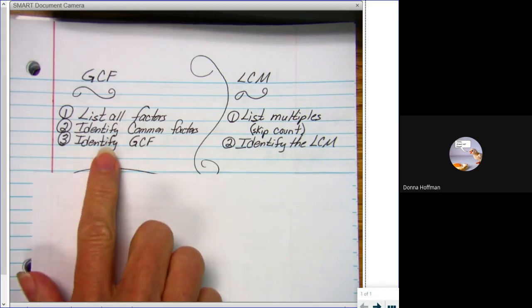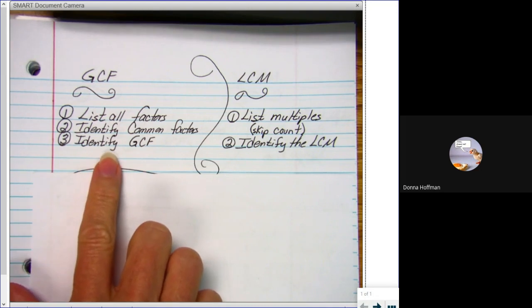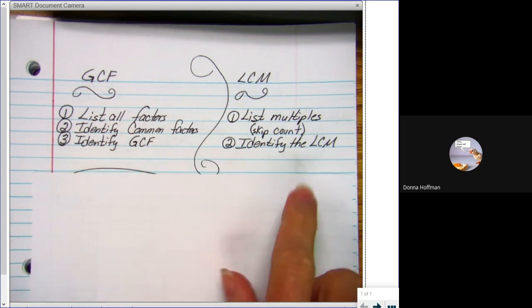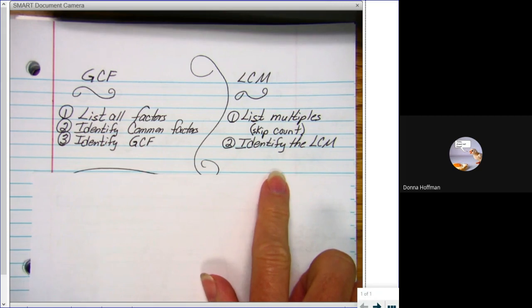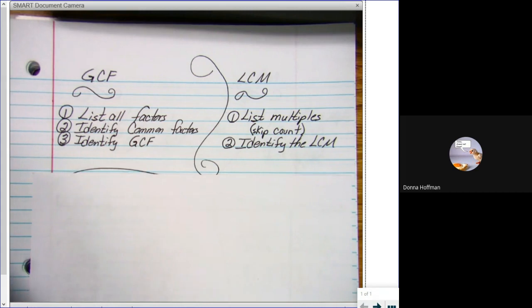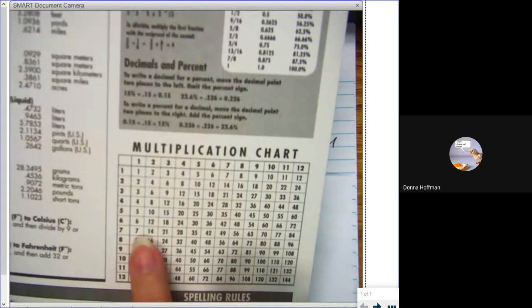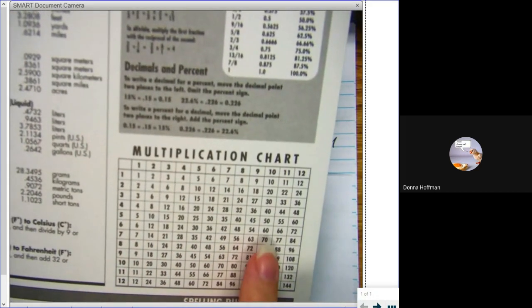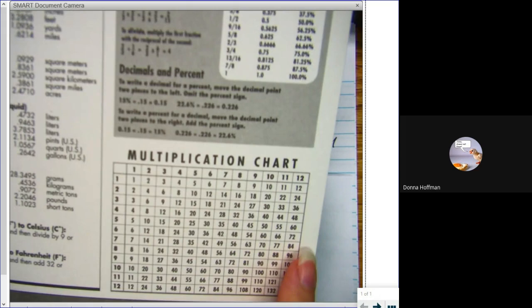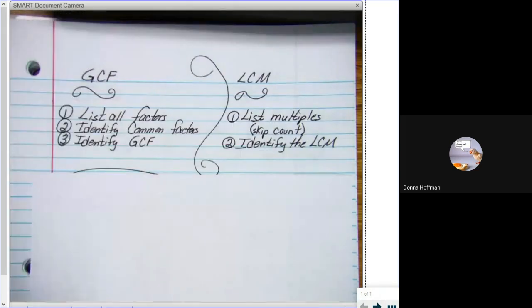Greatest common factors are the little guys that you multiply together to get the bigger product. LCM is the one that increases as you go, kind of like the multiplication chart. And that might be one way to think about it. If you think about the old-fashioned multiplication chart, which looks like this one, see how they increase in size as you go along? The skip counting, those are your multiples, okay?